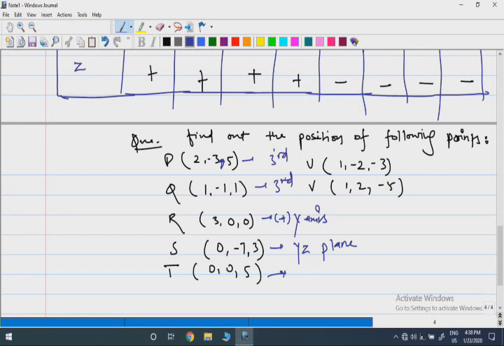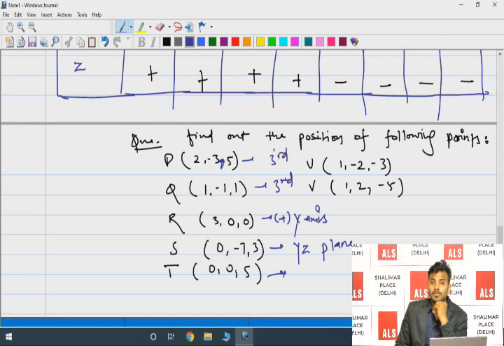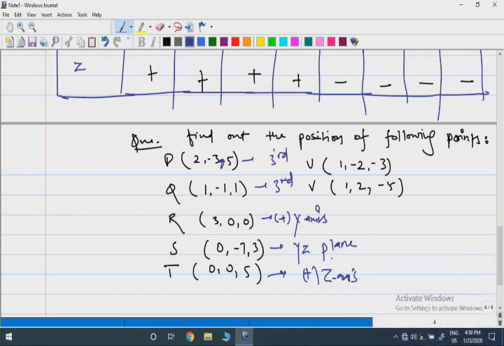0 comma 0 comma 5, right? So 0 comma 0 comma 5 means x is 0, y is 0, only z is there, 5. So this is a point on the positive z axis. Is this clear? In case of 3D, what you have to remember, my dear student, is that if only one coordinate is 0, that means two coordinates are non-zero, means a plane. This point is lying over a plane. And if only one coordinate is non-zero and the rest two coordinates are 0, that means it is over the axis. Is that clear?